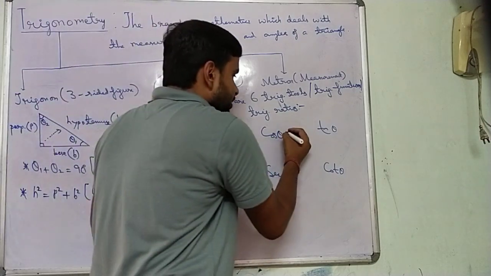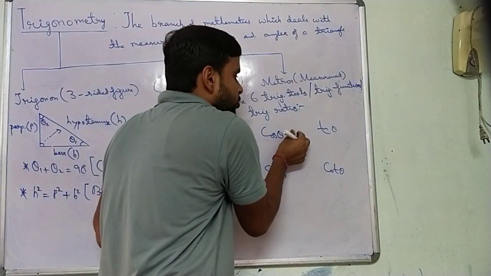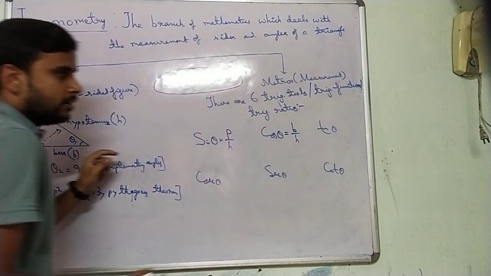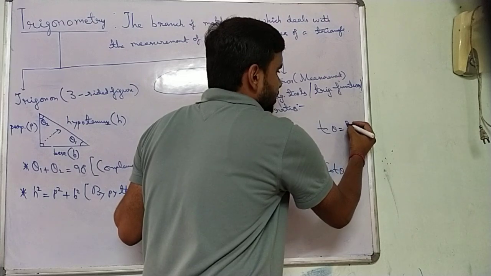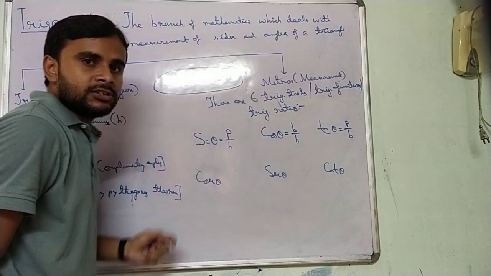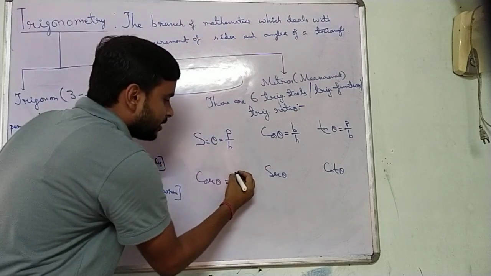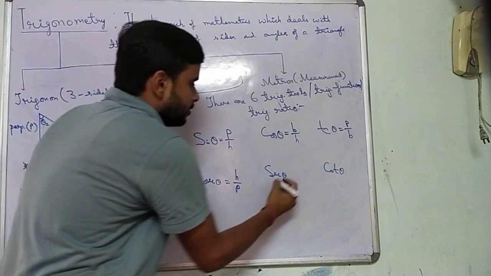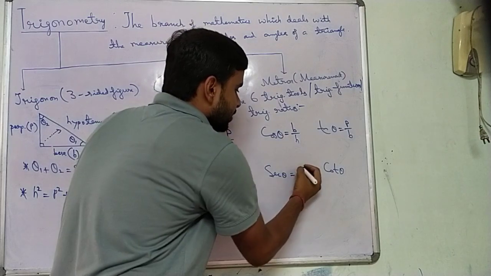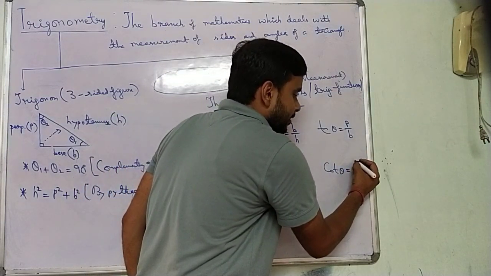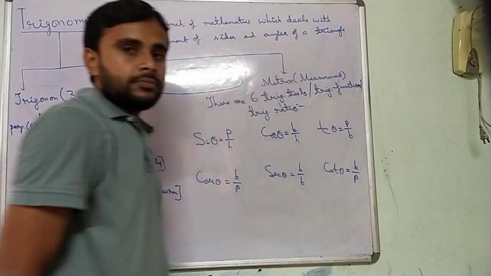We have cos theta. What is cos theta? It is also a ratio. It is a ratio of base by hypotenuse of a right angle triangle. Tan theta is also a ratio. It is a ratio of perpendicular by base of a right angle triangle. Cosec theta is the reciprocal ratio of sin theta, that is h by p. Sec theta is the reciprocal of cos theta, h by b. Cot theta is the reciprocal of tan theta, which is b by p.